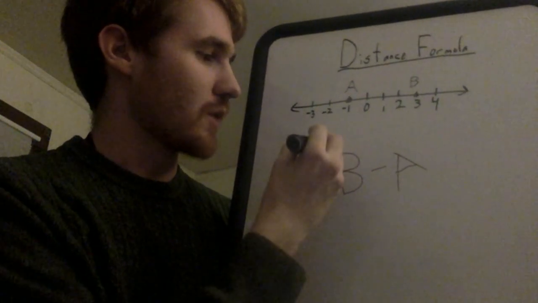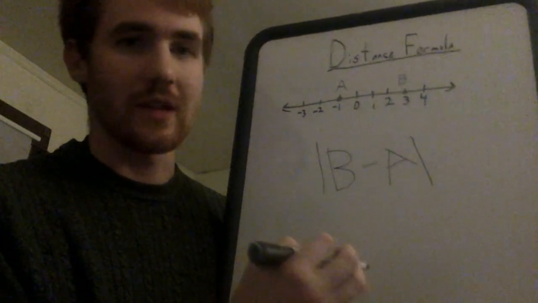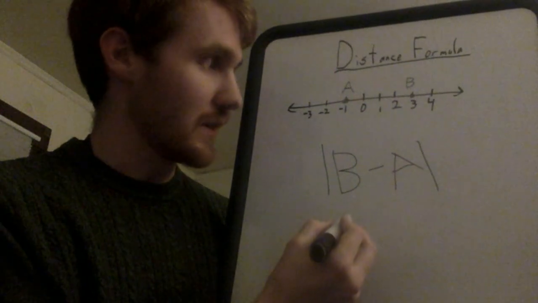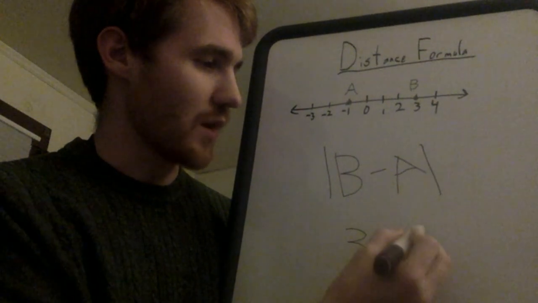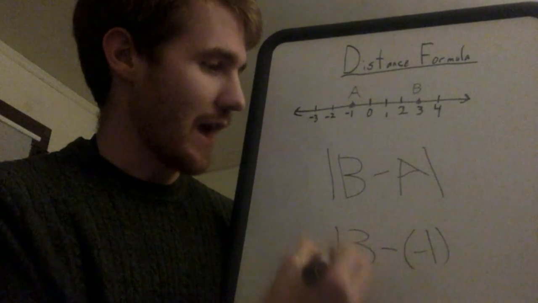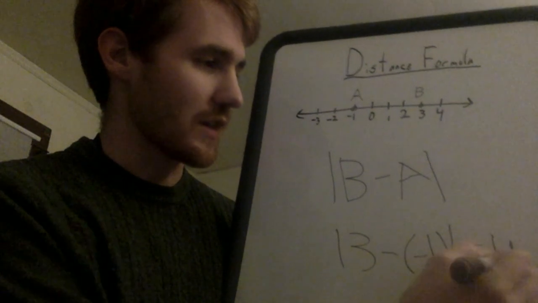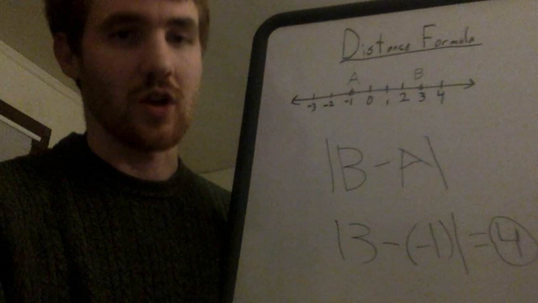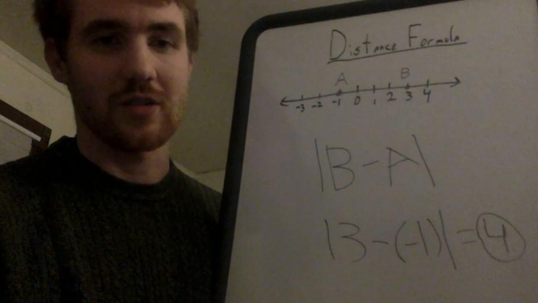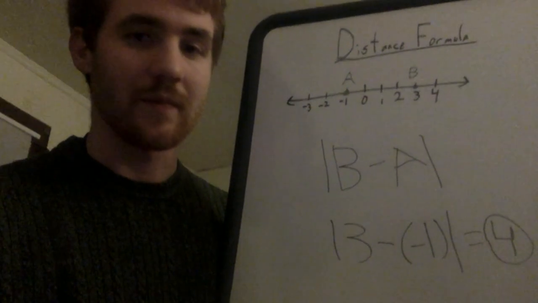And you always want to take the absolute value of it because you'd never have a negative distance. So in this case, B minus A, B is 3 minus negative 1, and that is equal to positive 4. Even if you got a negative here, you would still put your answer as a positive because you should always get a positive answer for the distance. So that is just how you find the distance on a number line.